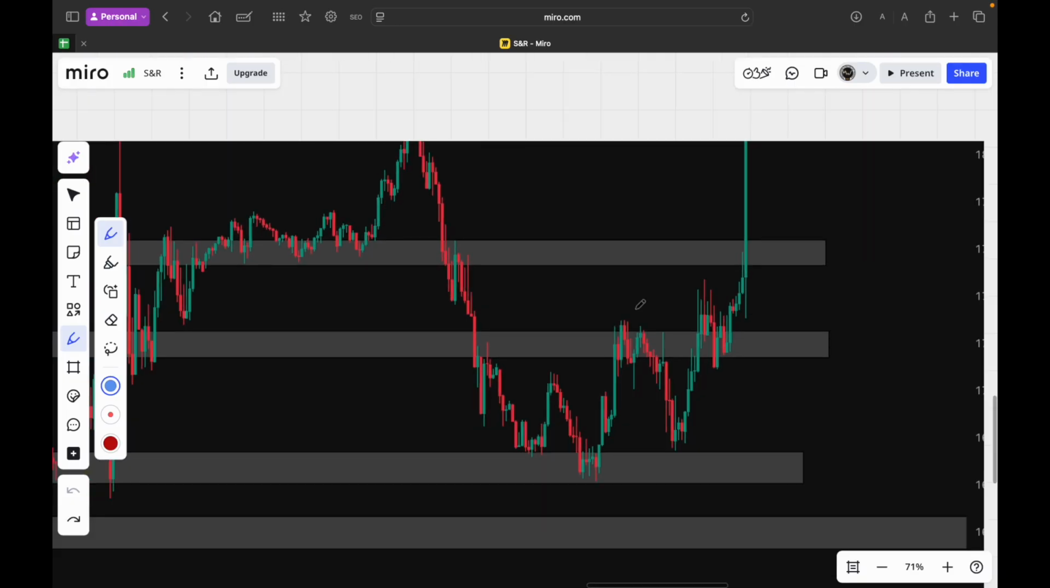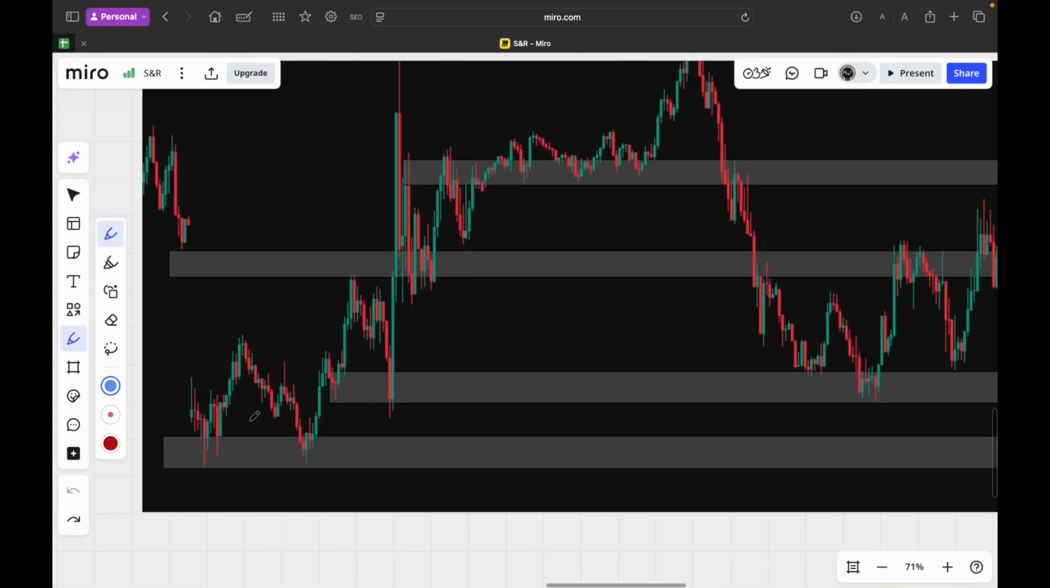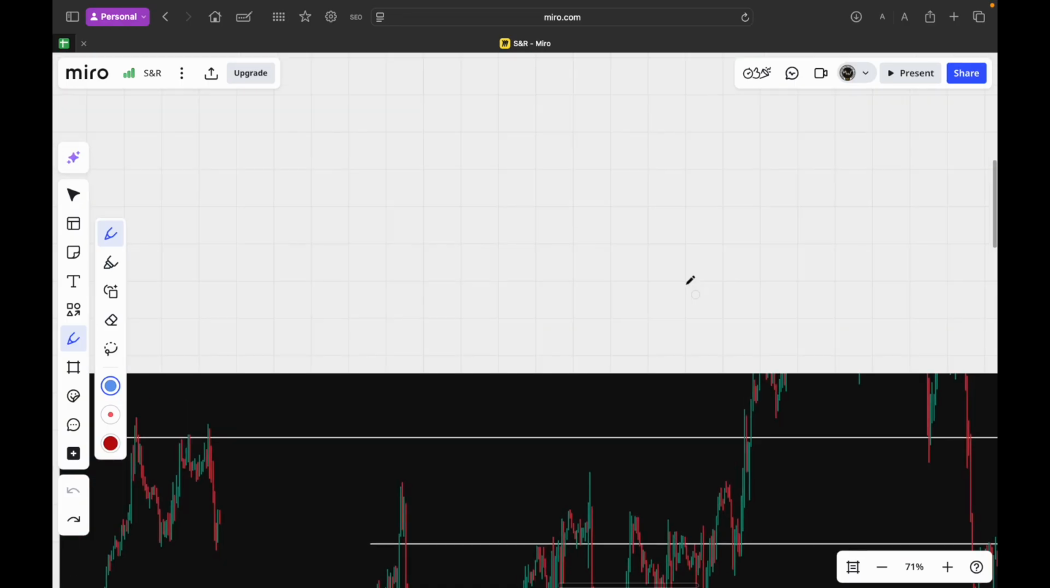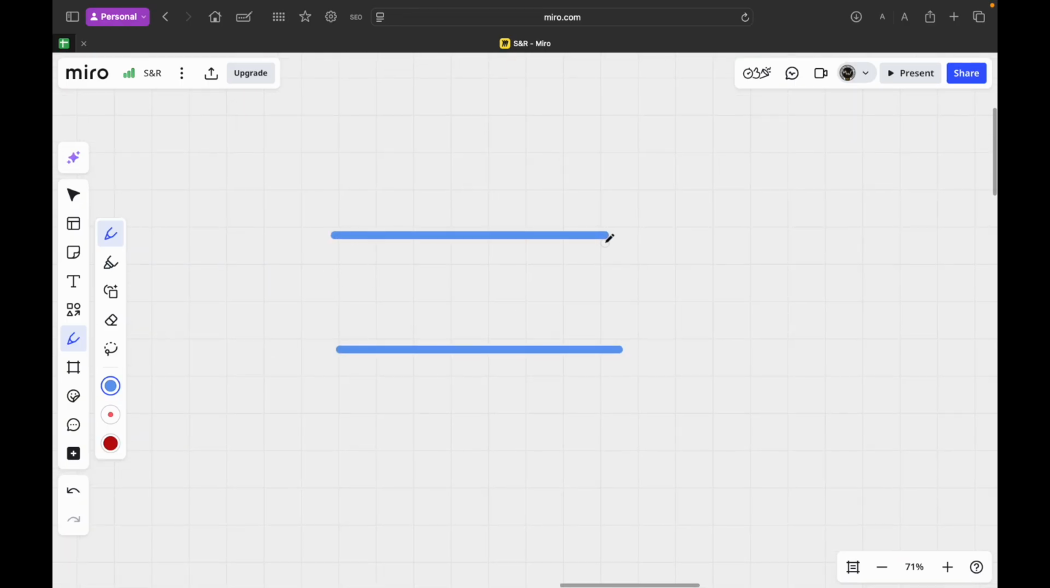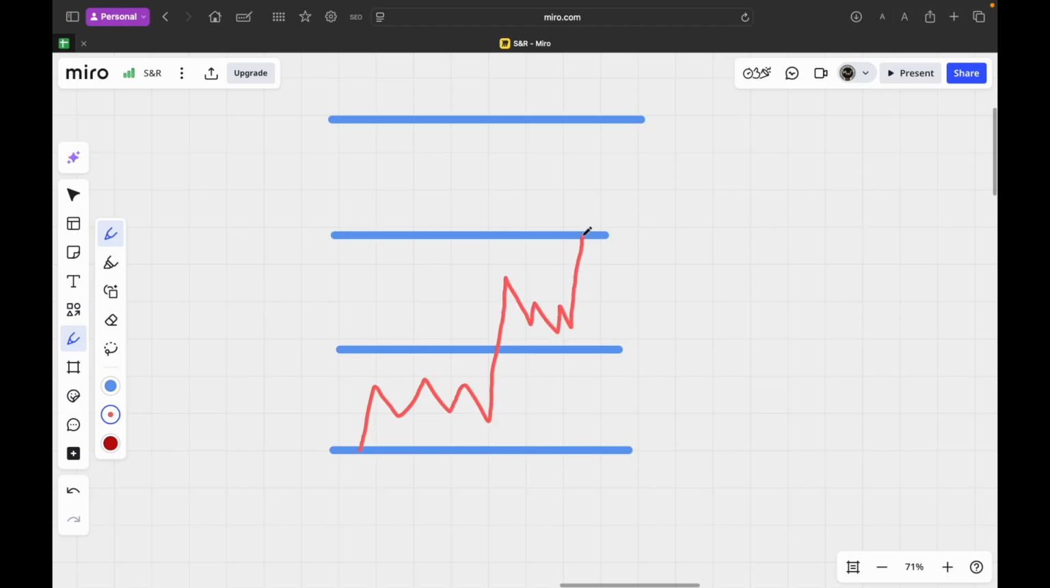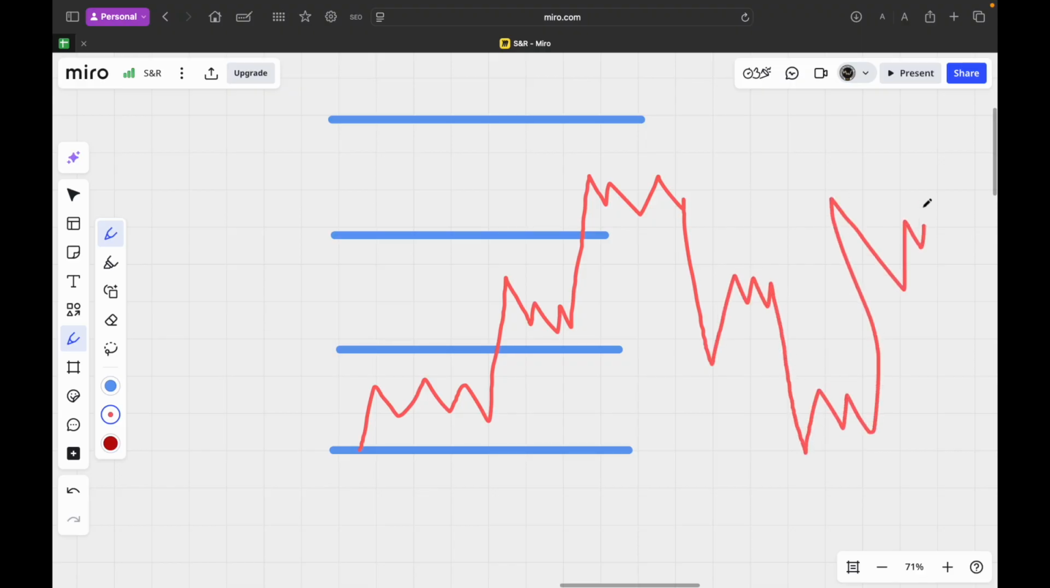You'll find price loves to trade between zones, from this zone to this zone, from this zone back down. Price likes to trade from zone to zone to zone to zone. What price tends to do is trade, break through, maybe come back, go again to that zone, and go all the way up till this zone right over here. So price likes to bounce between zone, zone, zone, zone.